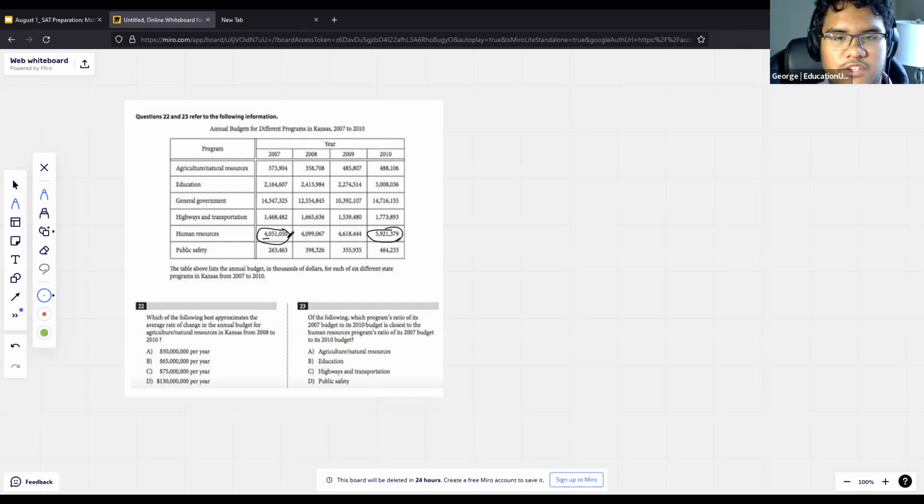You can see this 51,000 is marginally relevant to this problem because it's asking for a ratio. So you don't really need to focus on that. And likewise, you can see here for 2010, it's 5,900,000. For the sake of simplicity, you can treat this as if it were 6 million actually.